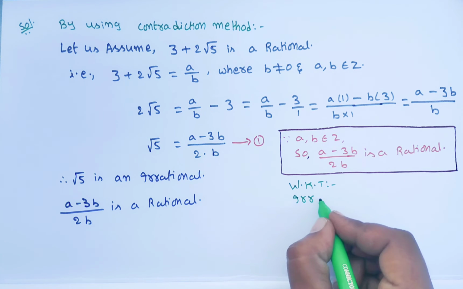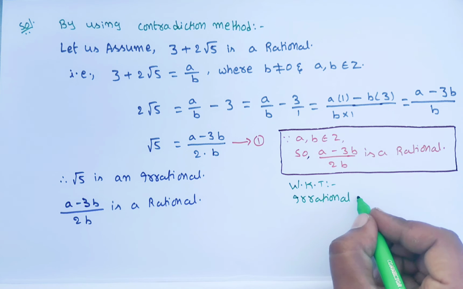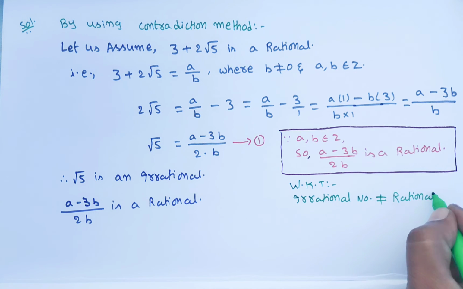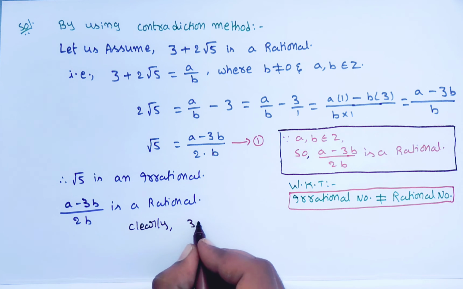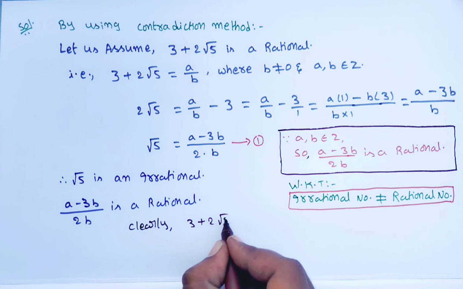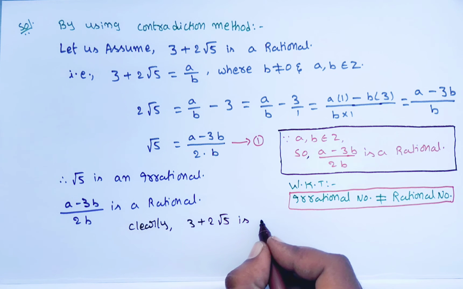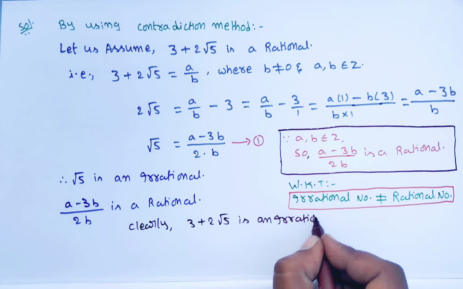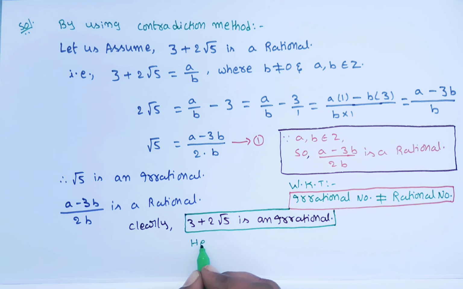We know that an irrational number is not equal to a rational number. But according to equation 1, an irrational number equals a rational number. This is a contradiction to our assumption. Clearly 3 plus 2 root 5 is an irrational number. Hence proved.